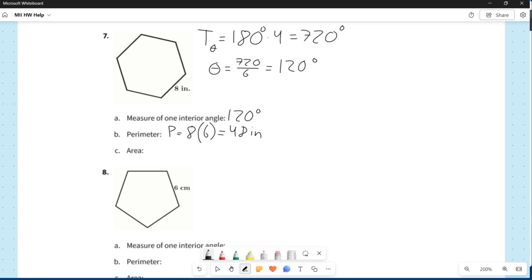All right. Now for the area. The area is a little bit trickier. I'm going to erase this just in case we need the space here.